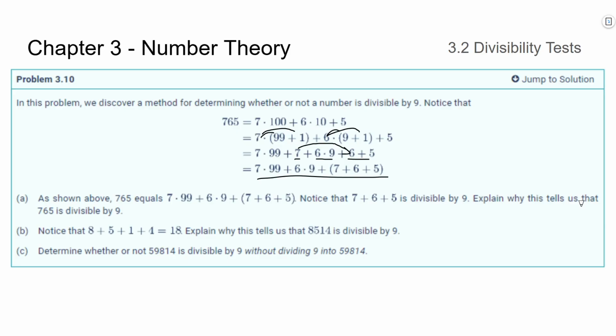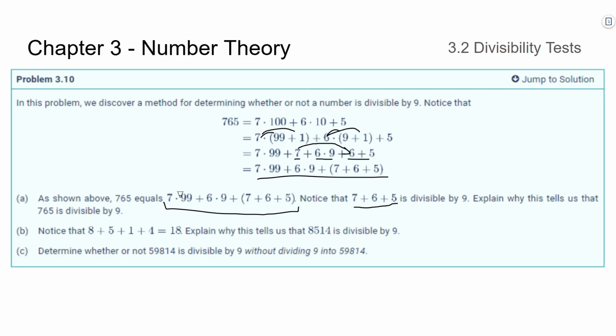So explain why this tells us that 765 is divisible by 9. Okay, so I think at this point, now that you've gotten here, knowing that this is going to be 18, which is divisible by 9, then try to explain why all of this is divisible by 9. Well, we know that 99 is divisible by 9, so that if we divide by 9, this is going to have a 0 remainder, right?